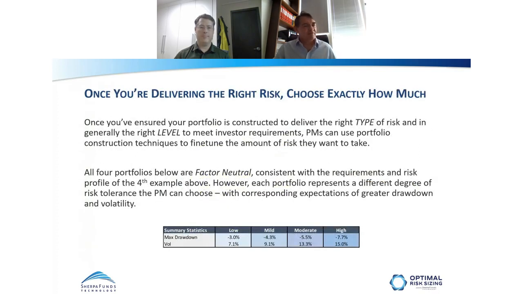So very briefly, I know we're at 30 minutes. We've decided we've got our alpha and we've chosen what sort of risk we're going to create, which type of these four portfolios. The next level is how much of the risk we want to take.